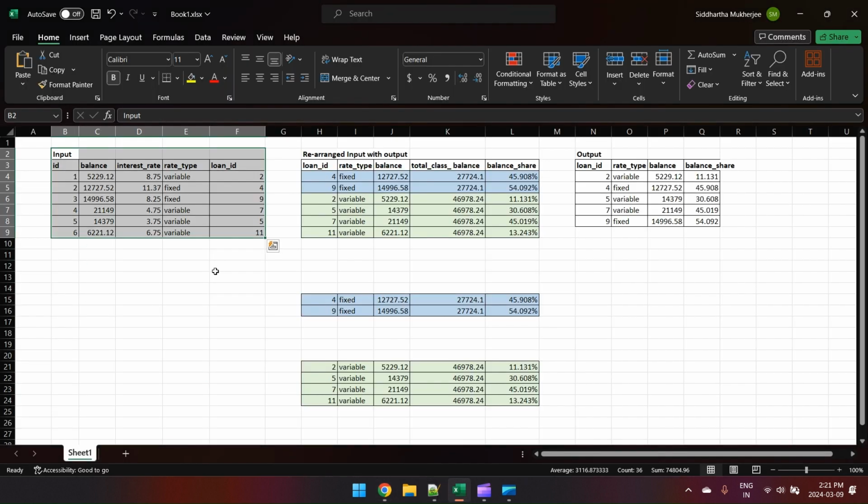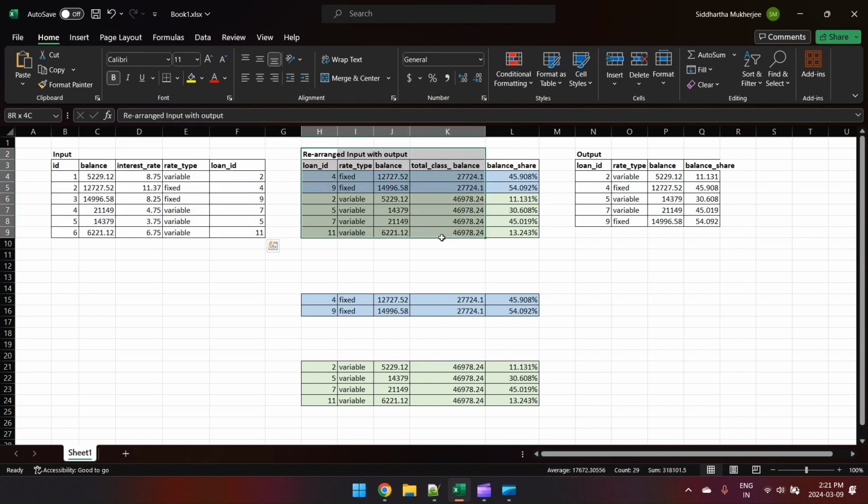So this is our input table that I have copied over from StrataScratch. And this is an intermediate table that I have created to help us understand the problem better. Now you see right off the bat that I have used two shades of color, a light blue and a light green. And those are used to identify whether a loan has a rate type fixed or a rate type variable.